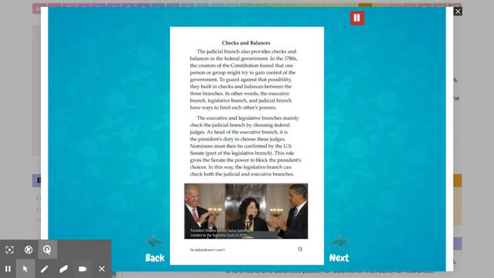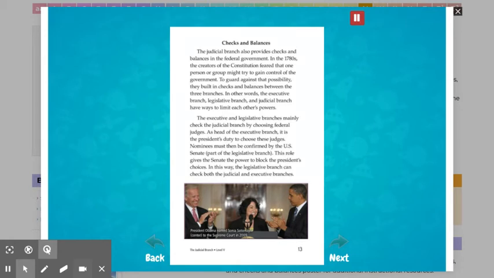Checks and balances. The judicial branch also provides checks and balances in the federal government. In the 1780s, the creators of the Constitution feared that one person or group might try to gain control of the government. To guard against that possibility, they built in checks and balances between the three branches. In other words, the executive branch, legislative branch, and judicial branch have ways to limit each other's powers.